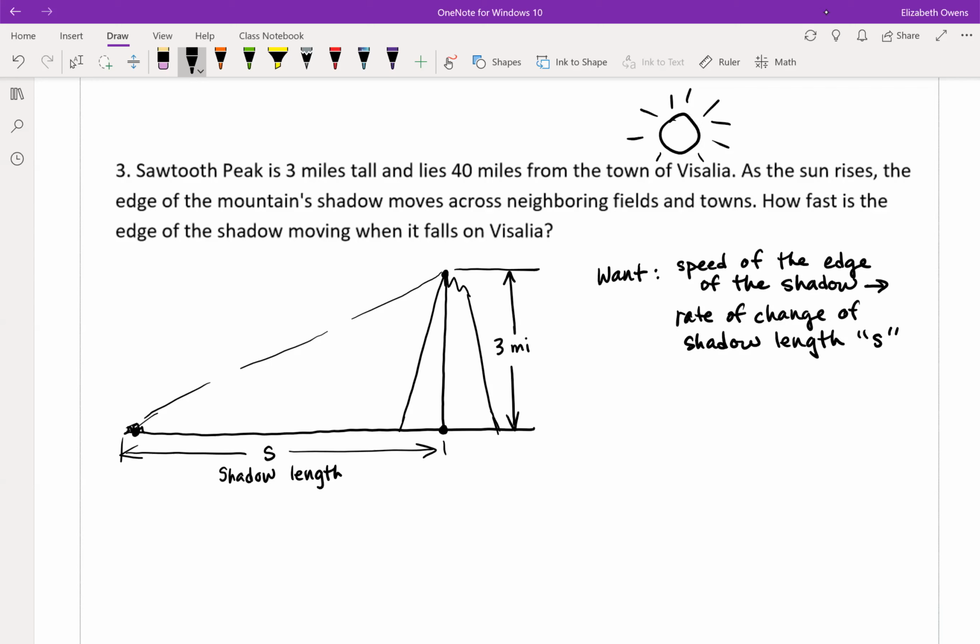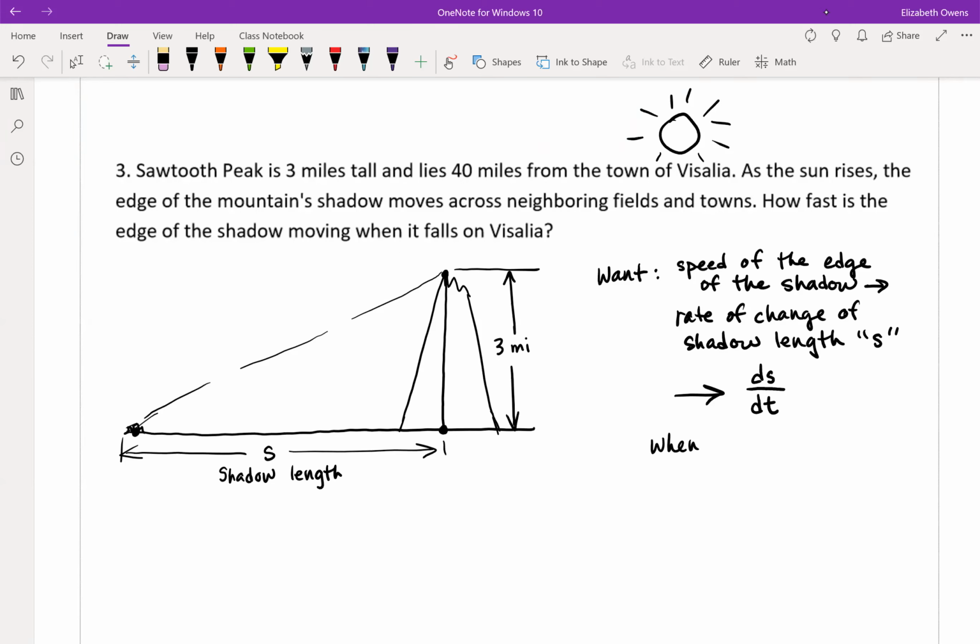All right. So we know that we are looking at these rates of change at particular moments in time. And so that would be the derivative dS/dt. Okay, so we want dS/dt. And we also want that at just a particular point in time. We want dS/dt when the edge of the shadow falls on Visalia.